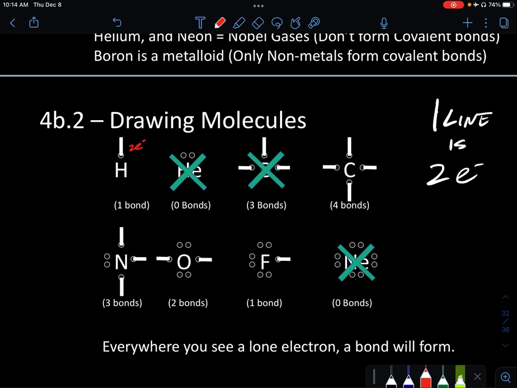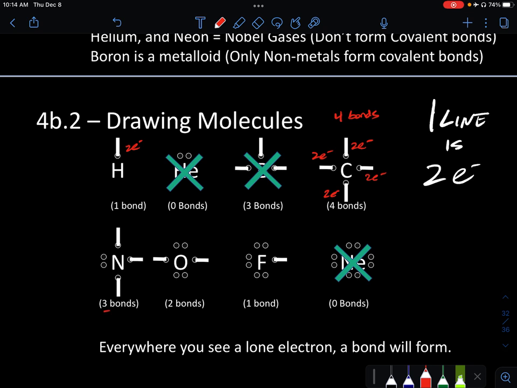So carbon, if it uses 4 bonds, that's going to be 2 electrons, 4 electrons, 6 electrons, and 8 electrons, all right? Nitrogen, with its 3 bonds, there's going to be 2, 4, 6, and then obviously right there, those are 8, all right? This here is what we call a lone pair of electrons, okay?